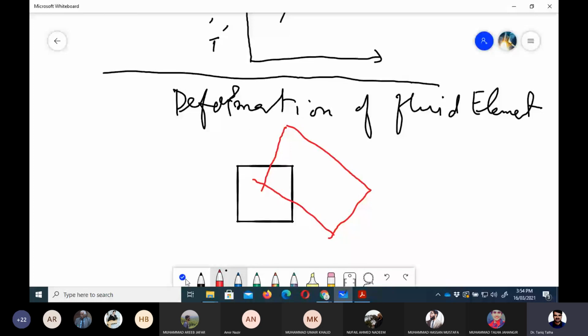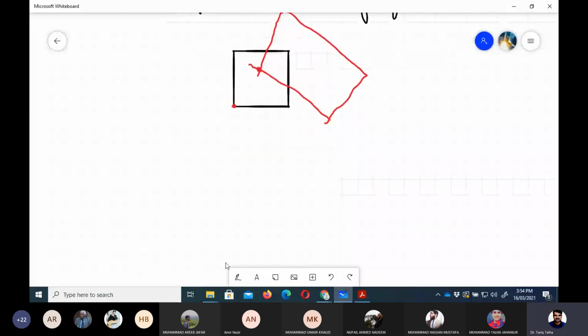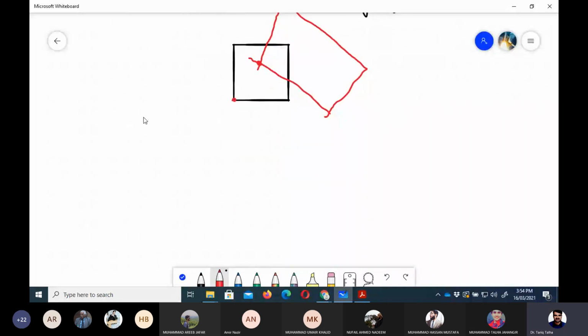Because it looks very difficult to see as it is, since we don't know what the changes are, let us write how many changes there are. First of all, if this was the origin of that element, it traveled a distance. That motion, the linear motion of that, we call translation.